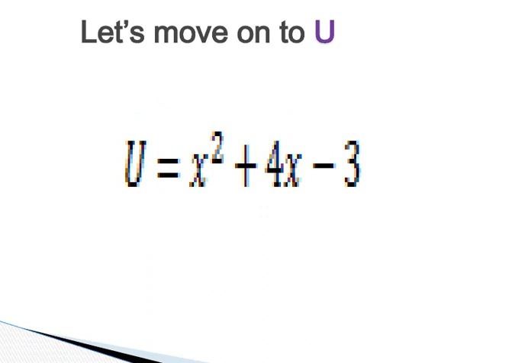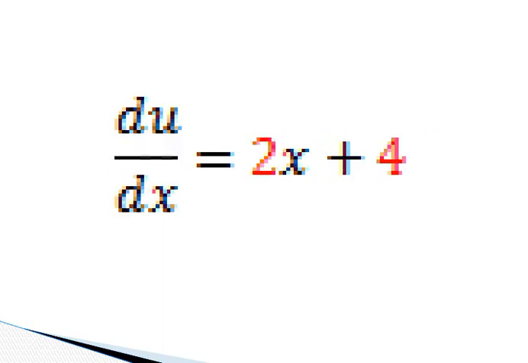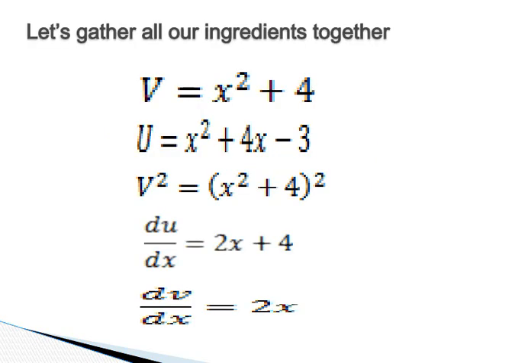For u, it is equal to x squared plus 4x minus 3. So du dx equals 2x to the power of 2 minus 1, plus 4 by 1 all multiplied by x to the power of 1 minus 1, minus 0. So since x to the power of 1 minus 1 equals x to the power of 0, which is just 1, that just becomes 4. So du dx equals 2x plus 4.